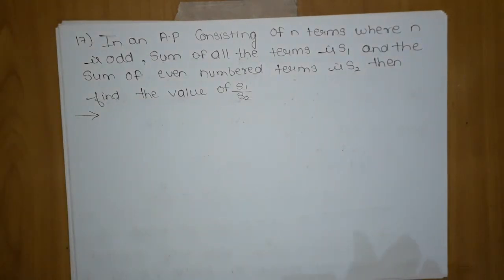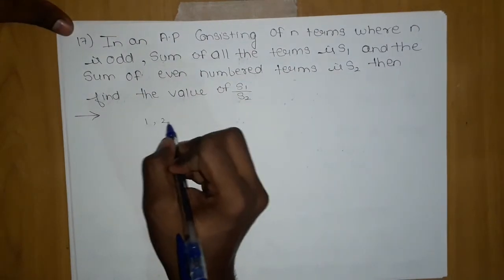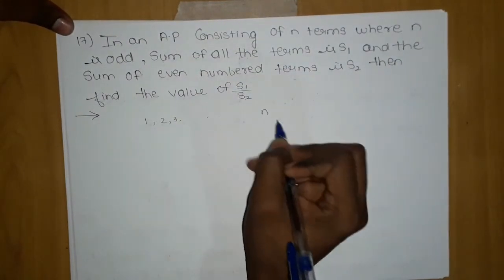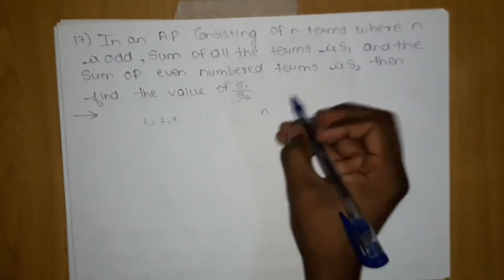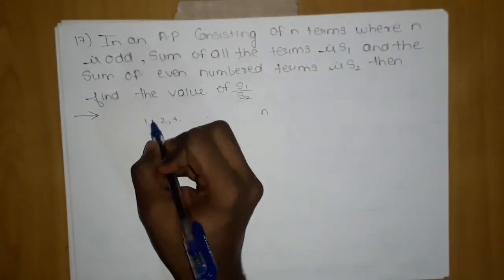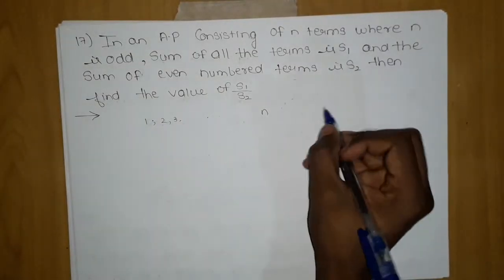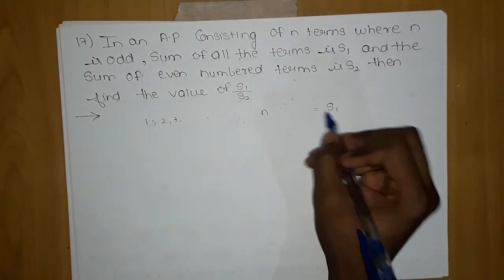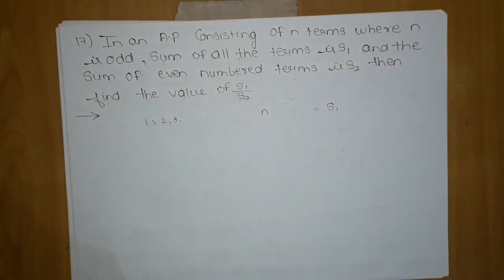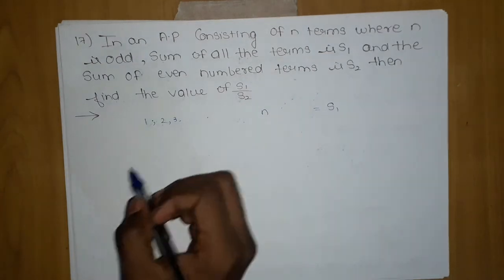So 1, 2, 3, like that till n. The sum of all these terms is s1, and the sum of the even-numbered terms is s2. Now the sum of even terms is s2, then find the value of s1.